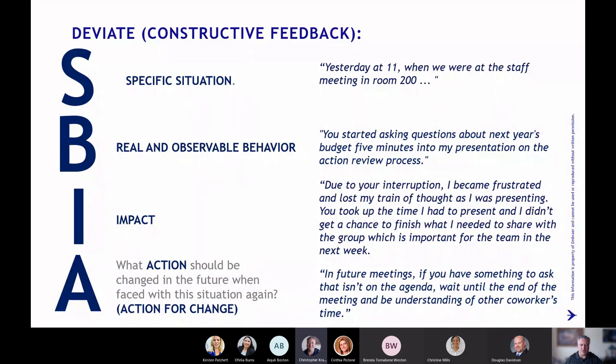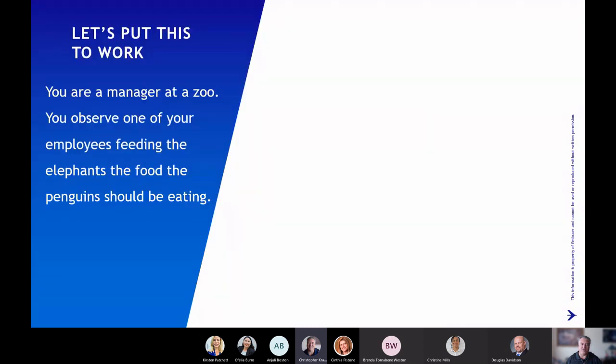Any other thoughts before I have one quick example for you all, just to bring it home? And it's a fun example. So let me go through this really quick. Let's put this to work. You're a manager at a zoo. You observe one of your employees feeding the elephants the food that the penguins should be eating, right? Again, this is a fun, lighthearted example, but it gives you an idea of how to put this into action.